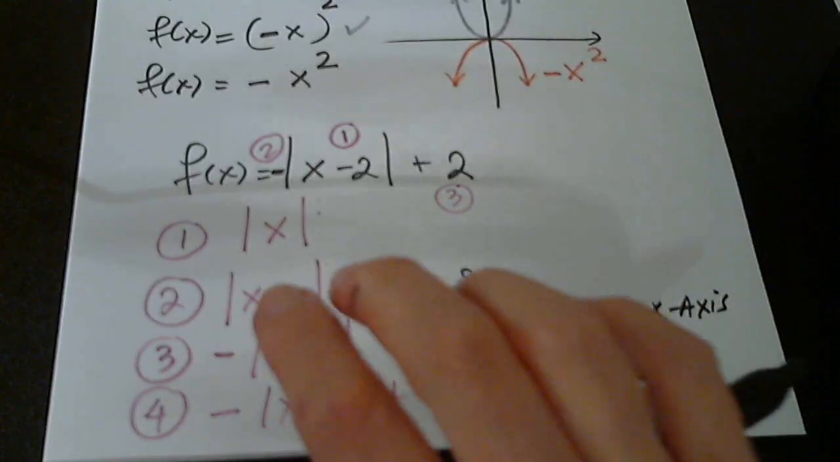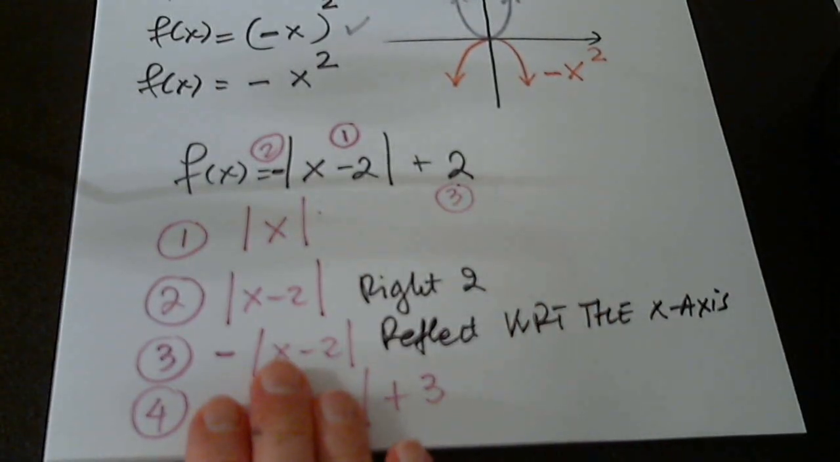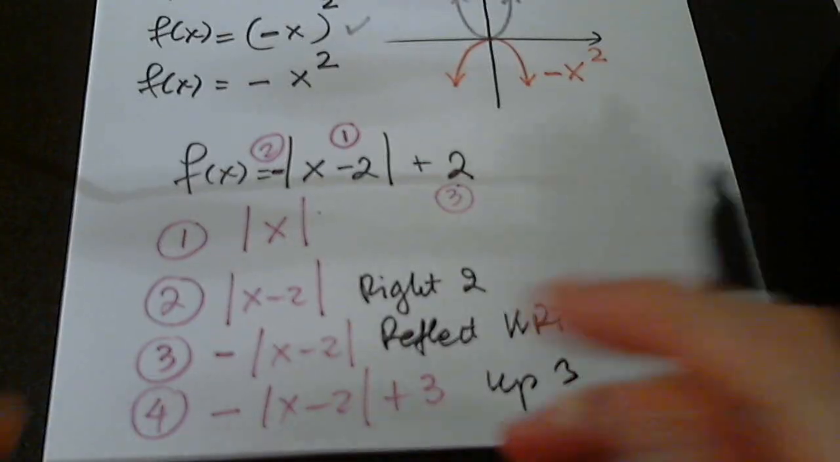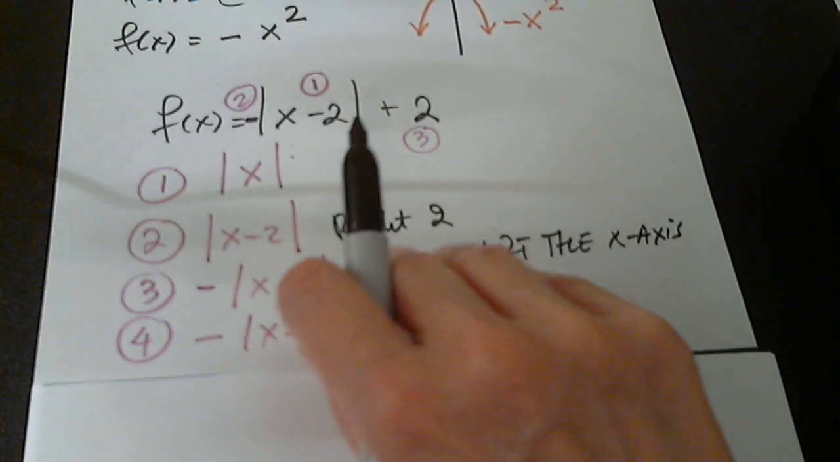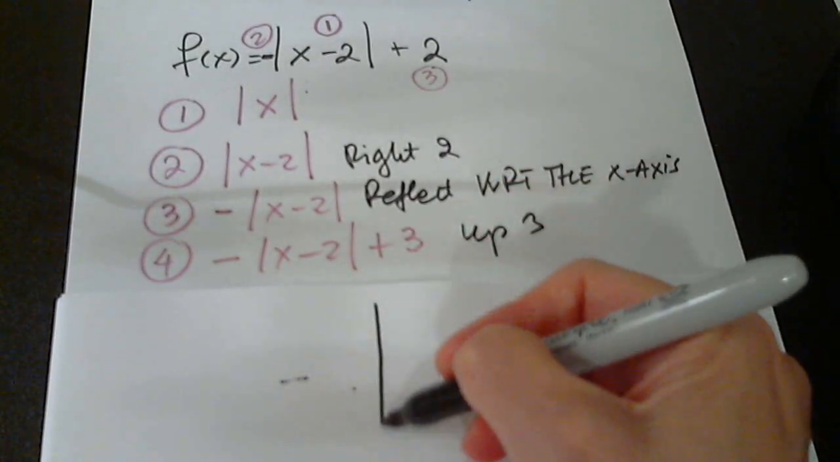Final transformation is on this function. I have this function plus 3. Where does this go? Up 3. Up 3. Absolutely. Thank you. I need a sip of water. Up 3. Perfect. Excellent. So now let's graph them in this particular order. We have to keep the order as is.